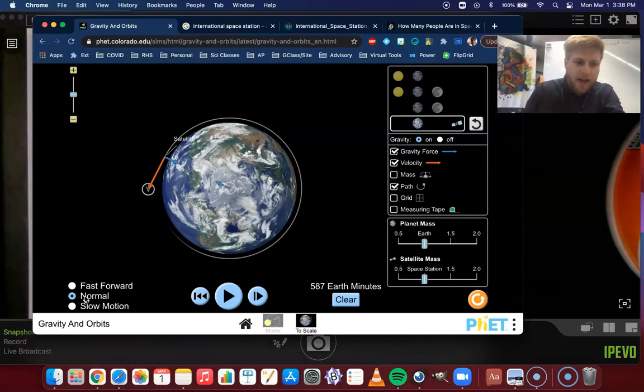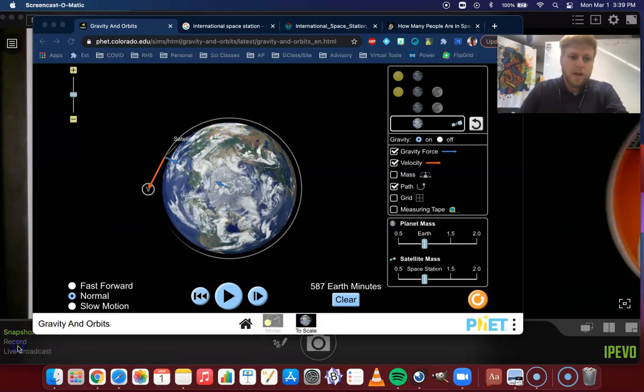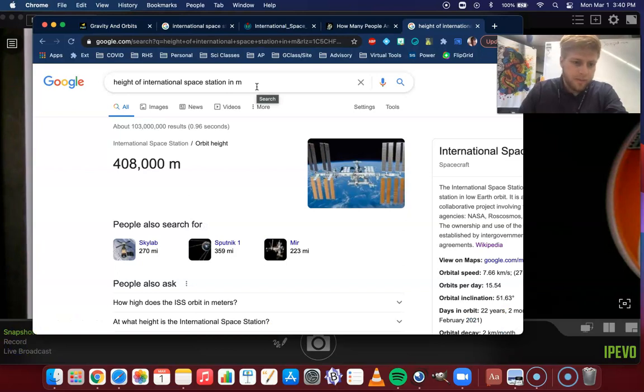So this picture is actually a little bit more accurate in terms of scale. Again, we can look up the radius of the Earth. We also need to look up the height that the International Space Station is above the surface. You have to be careful when you look this up. I first looked it up and it gave it to me in miles, then in kilometers. We end up needing this in meters. So the height of the International Space Station above the surface is 408,000 meters. So we will use that for our calculation.